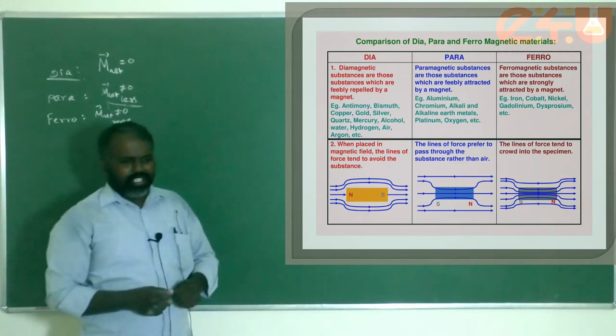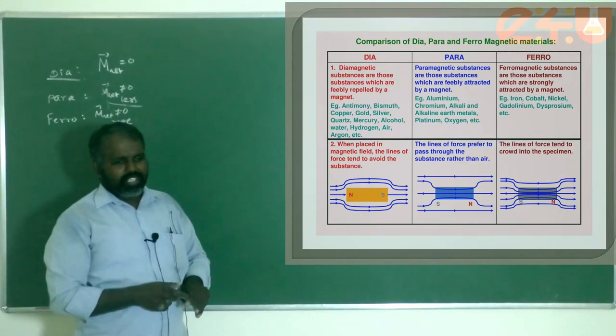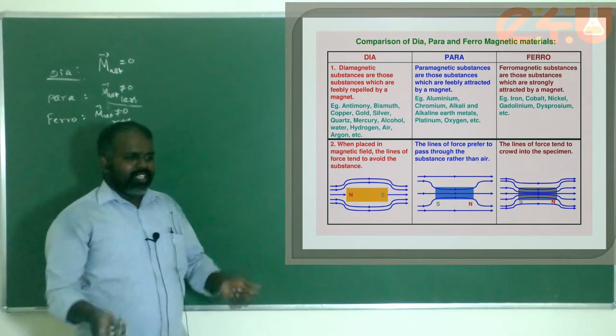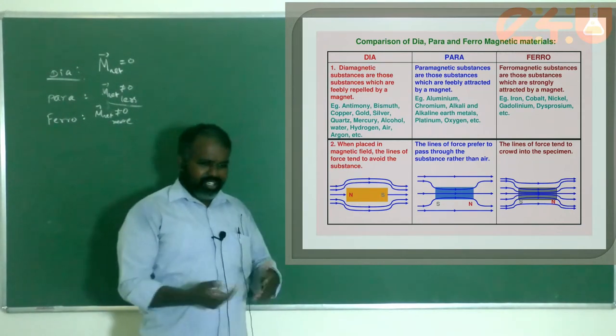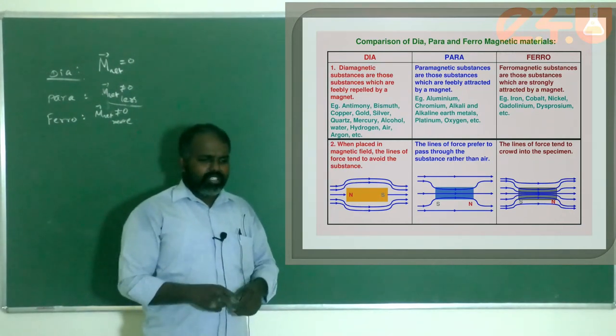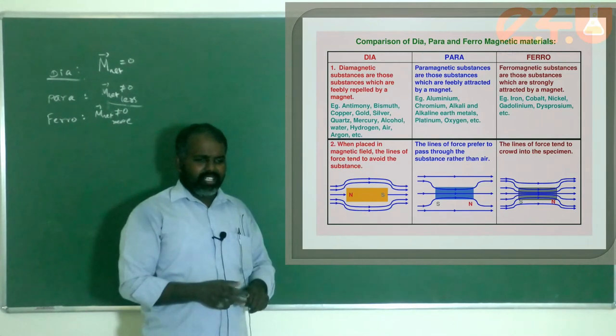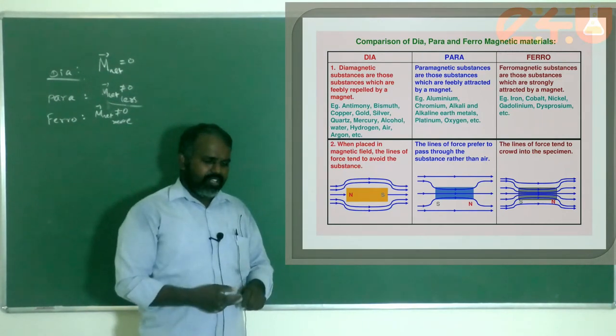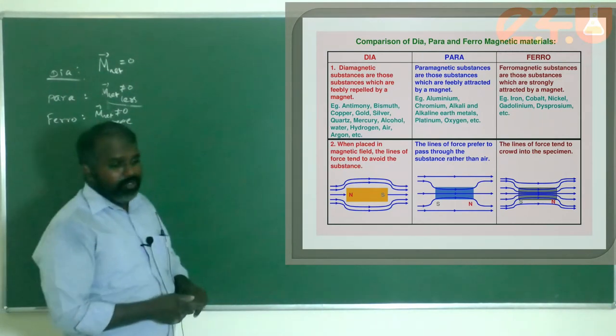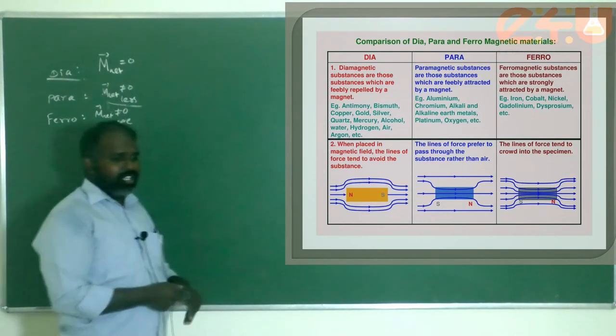Next, ferromagnetic substances are those substances which are strongly attracted by a magnetic field or magnets: iron, cobalt, nickel, gadolinium, and other substances. And the second property is very important from an exam point of view.